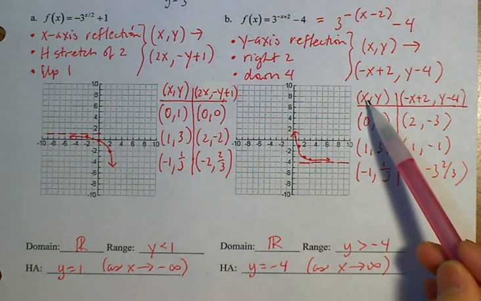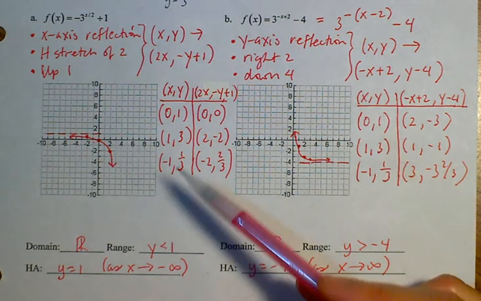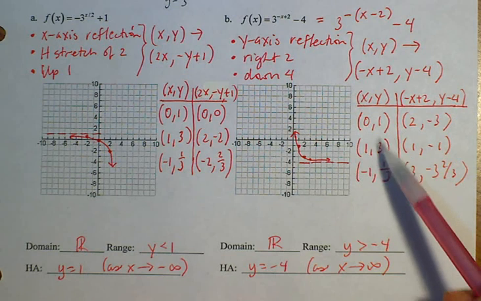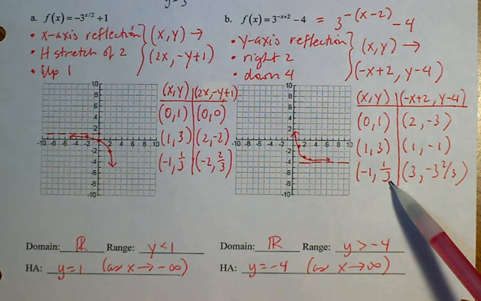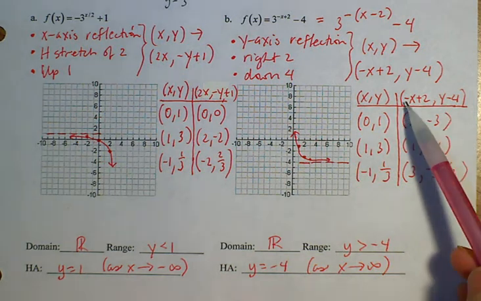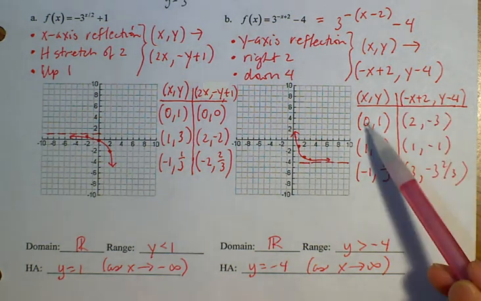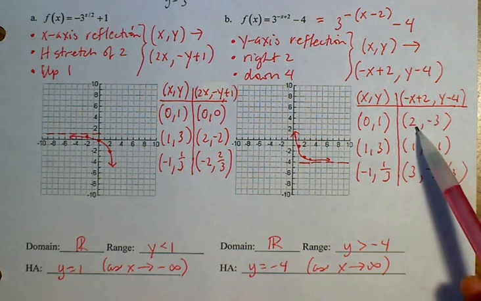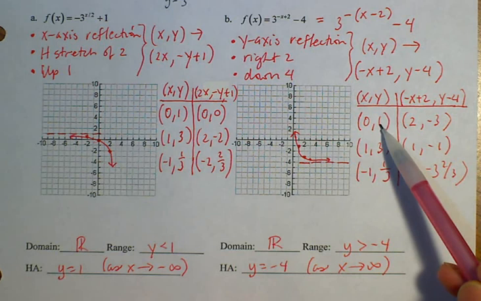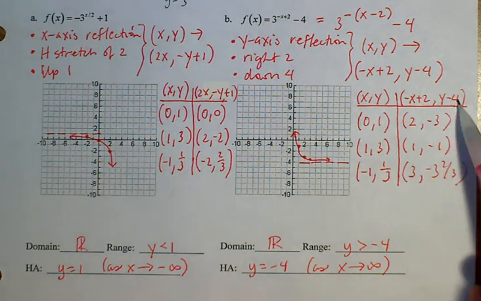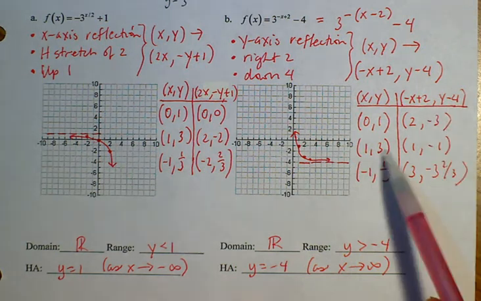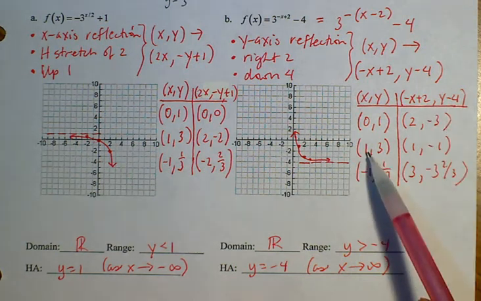Okay, so I draw out my truth table, and my original is the same as what I had over in example A. So x, y, I have (0, 1), (1, 3), (-1, 1/3), and then I apply this mapping. So negative x plus 2, so it'll be 0 plus 2, which gives me a 2. For the y, I take this point, 1, 1 minus 4, and that gives me a negative 3. Okay, so I'm going to use the same rule for these 2 points.